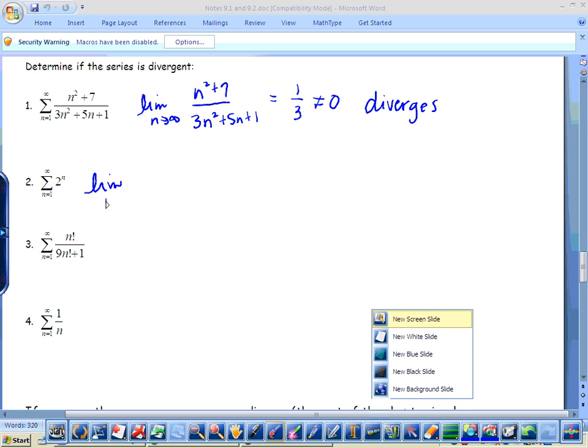All right, number 2. What's the limit as n approaches infinity of 2 to the n? Infinity. Does that equal 0? Nope. So this one diverges too.